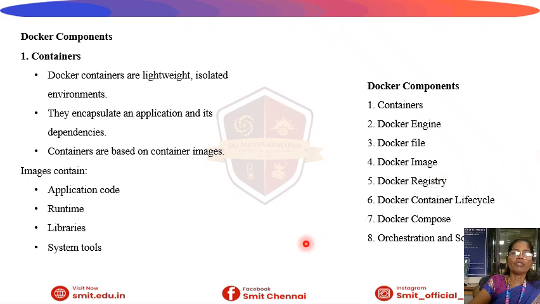What are the components of Docker? Container, Docker engine, Docker file, Docker image, Docker registry, Docker container lifecycle, Docker Compose, and orchestration. First one, container. Docker containers are lightweight, isolated environments. They encapsulate an application and its dependencies. These containers are based on container images.